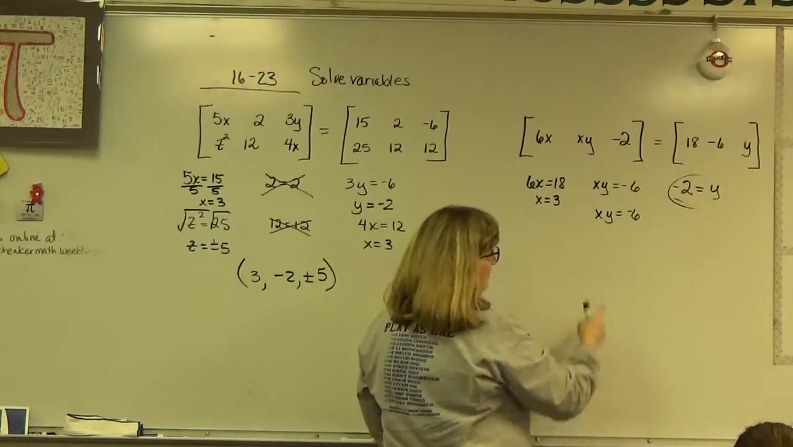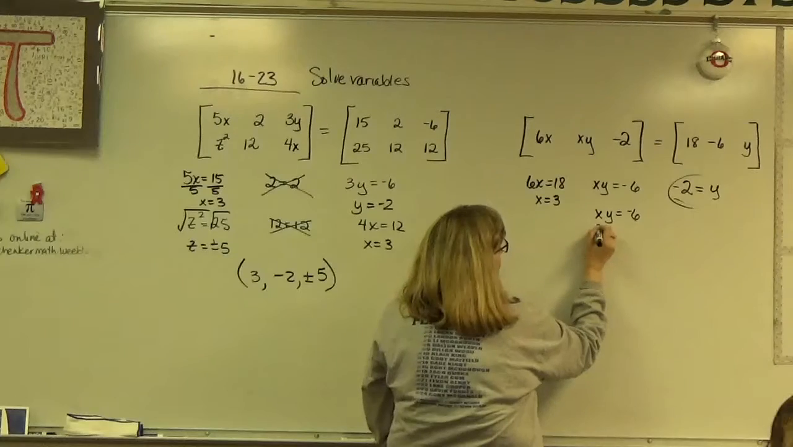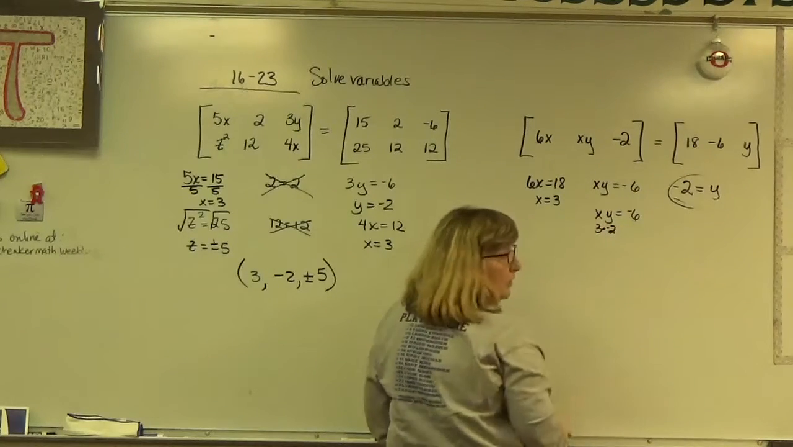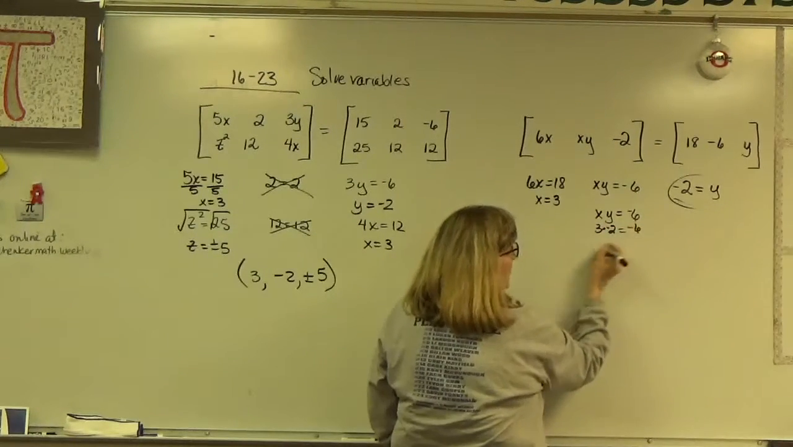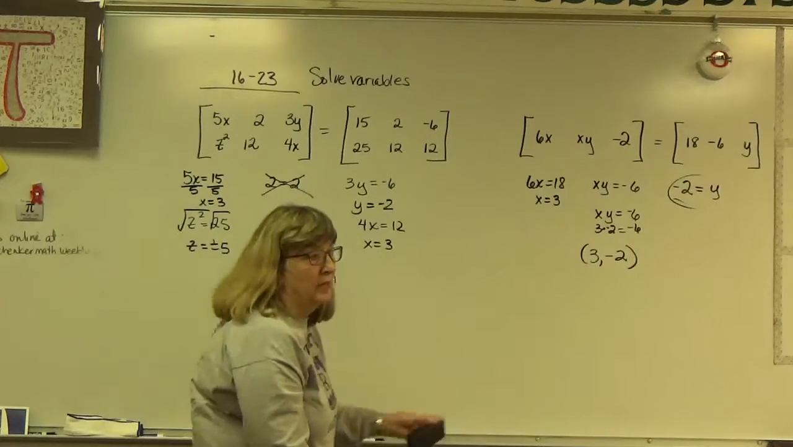Yeah, if I didn't know one of them, I could substitute it in to find the other one, but what's this really telling me? It's 3 times -2. Does it work? Yes. So that means my answer is correct. So it's just another way of checking.